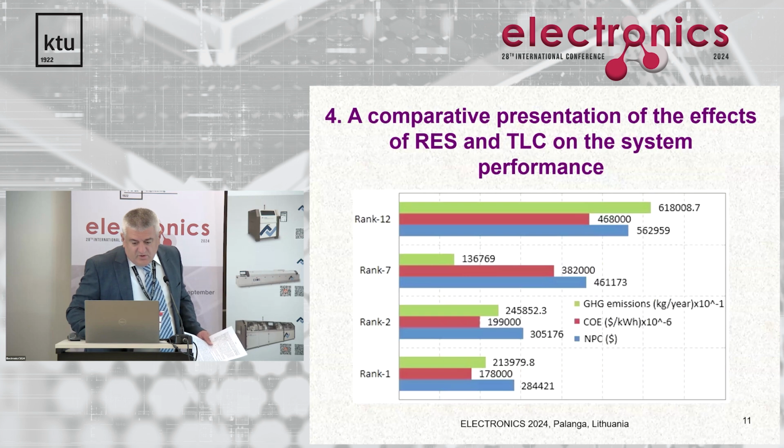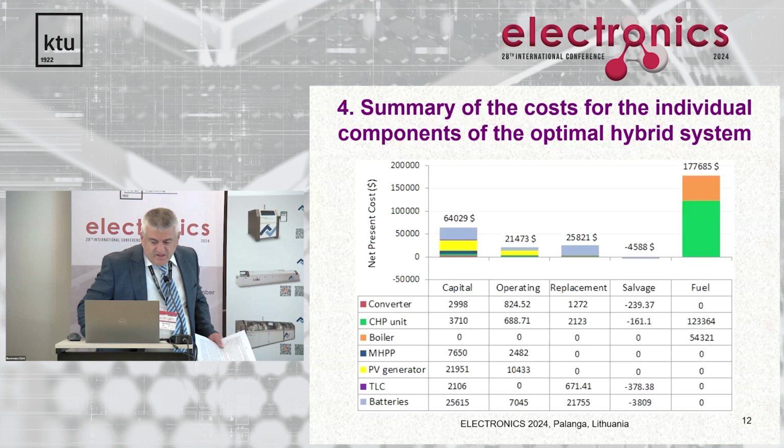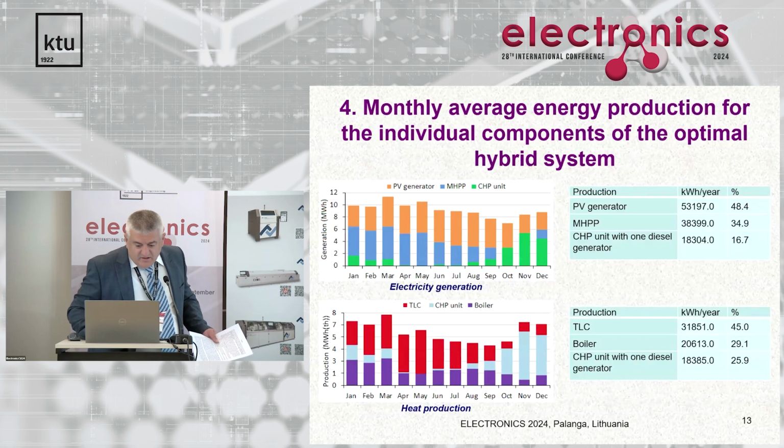And this diagram analyzes the effects of renewable energy sources and thermal load controller on the system performance parameters. A summary of the costs for the individual components in the optimal hybrid configuration is given in this slide and some next slides. I will pass through this quickly to keep within the time of 15 minutes.